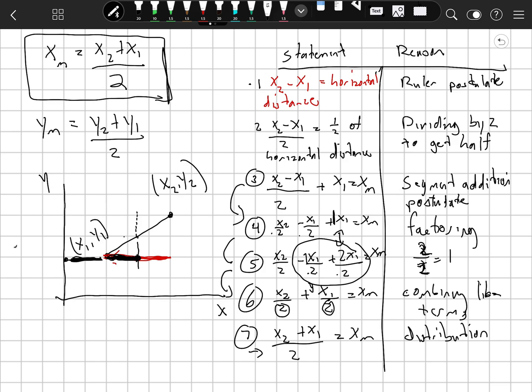So the big idea, based on the sketch here, is that we started with the red line, we took half of the red line, and then we added this other part up front to give us the x midpoint value. You would do the same thing with the y. You'd start with this line here, take half of it, and then add up that part there, and you'd end up right about there.